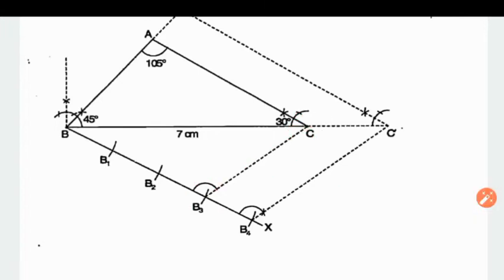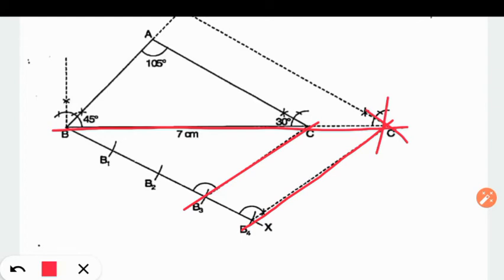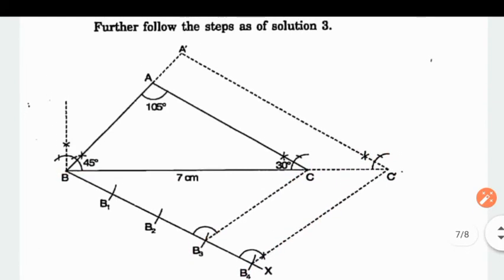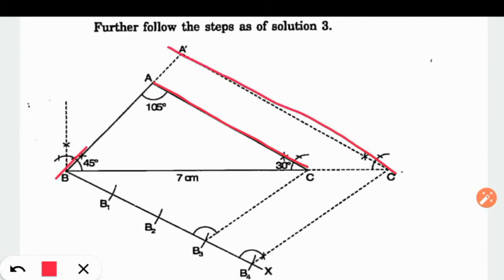Join this. Now from B4, as in the scale factor we have 4 by 3, draw a line which is parallel to BC. So that line will intersect the produce of BC at the point C dash. Now from the point C dash, again draw a line parallel to AC, and the line through the point C dash will intersect the produce of BA at the point A dash.